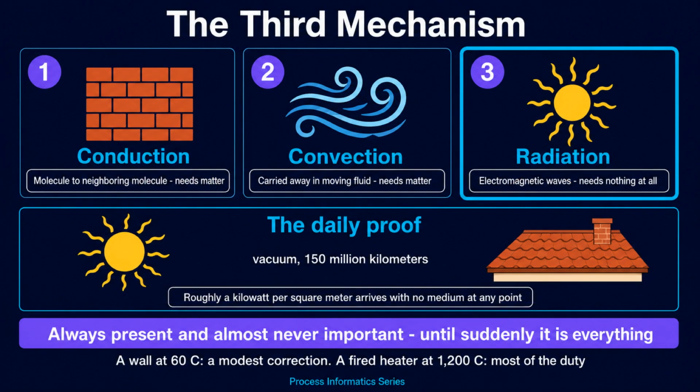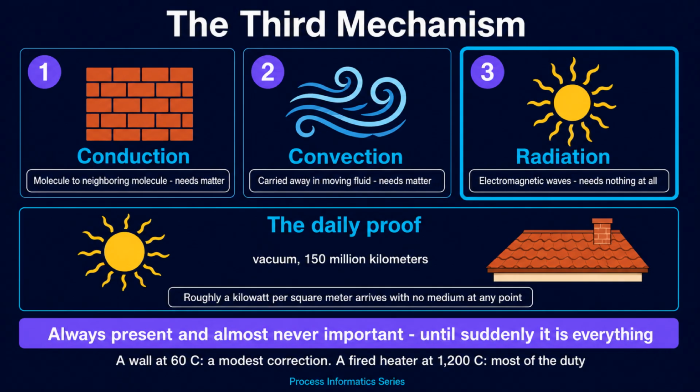Chapter 1 built the overall heat transfer coefficient out of 2 mechanisms. Conduction passes energy along through a material, molecule to neighboring molecule. Convection carries it away in moving fluid. Both need something to be there. Take the matter away and both stop.